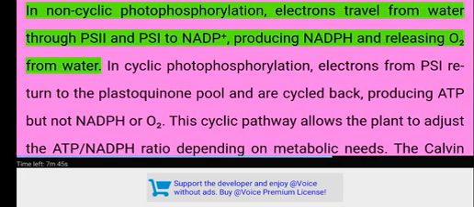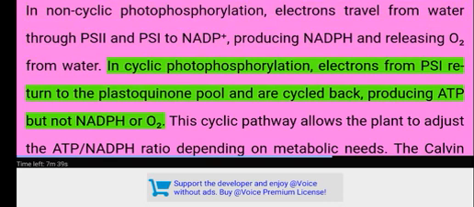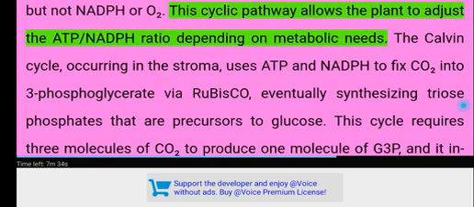In non-cyclic photophosphorylation, electrons travel from water through PSII and PSI to NADP+, producing NADPH and releasing O2 from water. In cyclic photophosphorylation, electrons from PSI return to the plastoquinone pool and are cycled back, producing ATP but not NADPH or O2. This cyclic pathway allows the plant to adjust the ATP-NADPH ratio depending on metabolic needs.